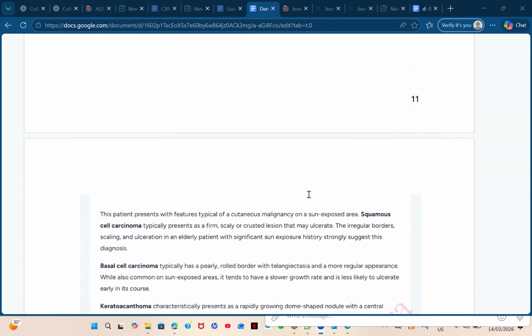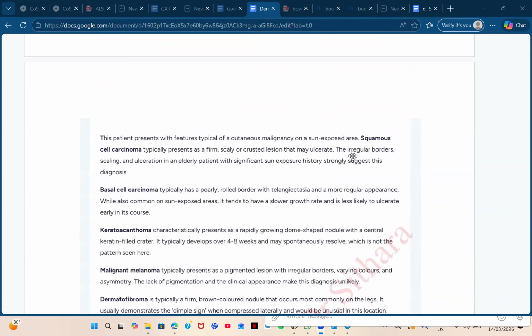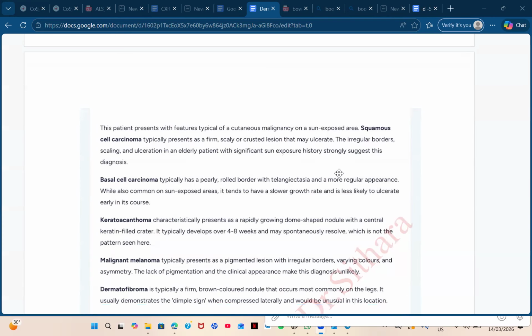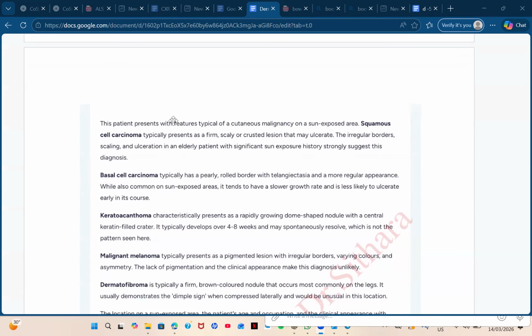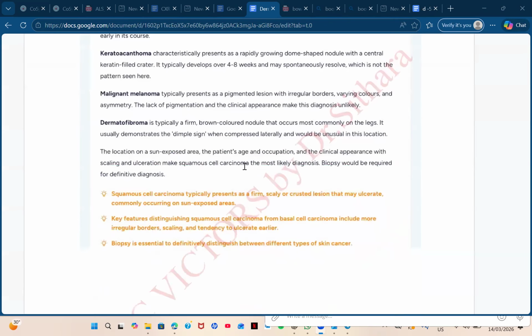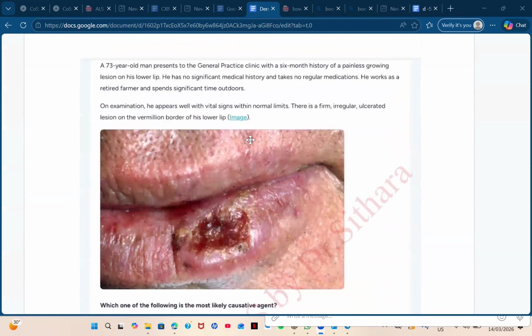So here, the patient's presentation is typical of cutaneous malignancy on a sun-exposed area. Squamous cell carcinoma typically presents as a firm, scaly, or crusted lesion that may ulcerate, right? The irregular borders, scaling, and ulceration in an elderly patient with significant sun exposure history strongly suggest the diagnosis, right? Okay, another one.